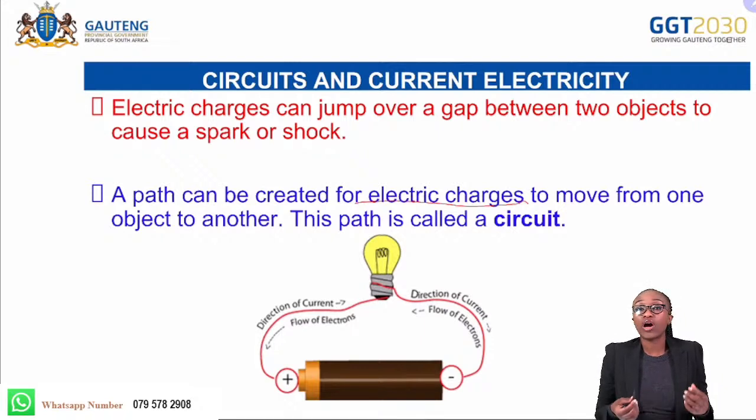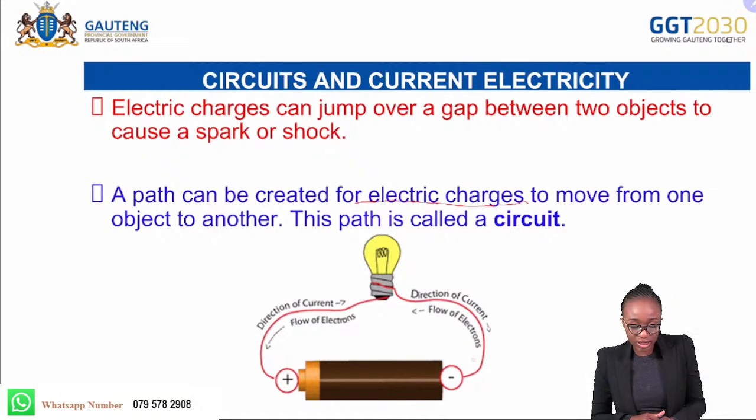Remember in our lesson last week, when we were learning about friction and static electricity, how non-conductors of electricity are capable of going through friction and then becoming static. Now, we can create a path that allows for the flow of electric charges. Remember, we said electrons are the only subatomic particles that are either lost or gained. We can create a path for their movement from one object to another, and that path is called a circuit.